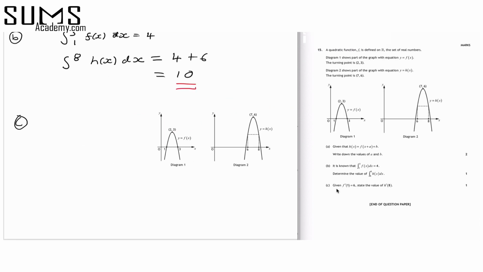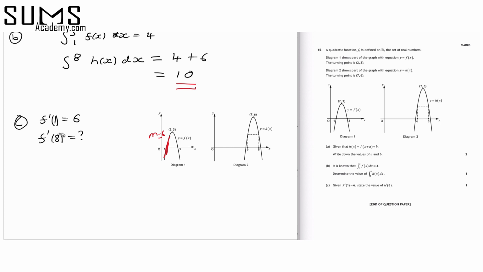So part C. Given that f dash of 1 equals 6, state the value of h dash of 8. So f dash of 1 equals 6, and h dash of 8 equals what? Well, that just basically means that the gradient at this point, I'll change the color, the gradient at this point here is going to be equal to 6. Okay, so the gradient at point 1 is going to be equal to 6.